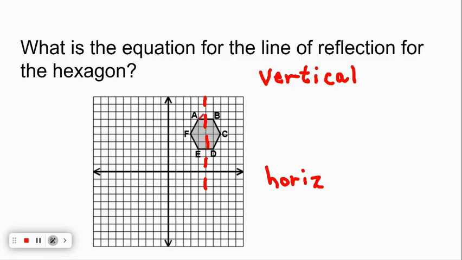So let's think about what are the coordinates for point A. Point A would be at 4, 7. Okay, point B, its coordinates are at 6, 7. Okay, so halfway between these two would be at x equals 5. So I want you to make a note to yourself that vertical lines have an equation, x equals a number. And you can see that between 4 and 6 would be 5.